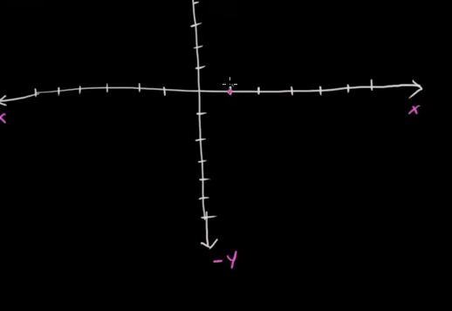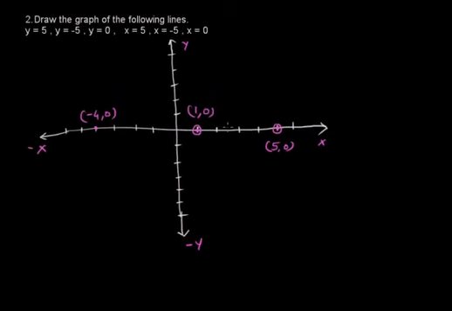If I look at this point, the coordinate for this point is (1, 0). Similarly, if I look at this point, 1, 2, 3, 4, 5, the coordinate is (5, 0). For this point, 1, 2, 3, 4 in the negative direction, so it is (-4, 0). Always the x coordinate is written first and then the y coordinate. So throughout the x-axis, y is 0 everywhere, so this line is represented as y equals 0.